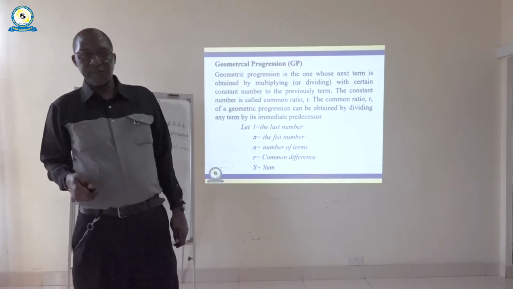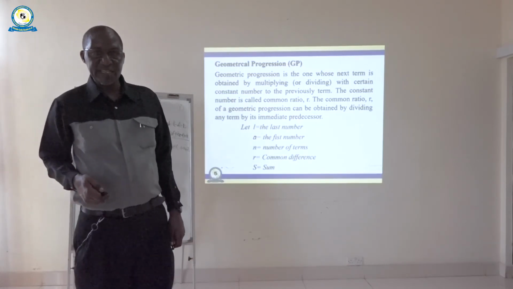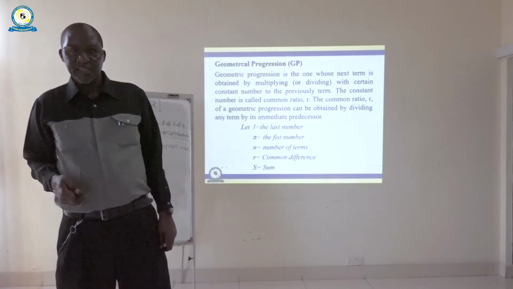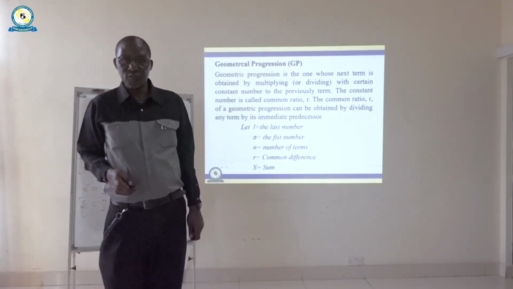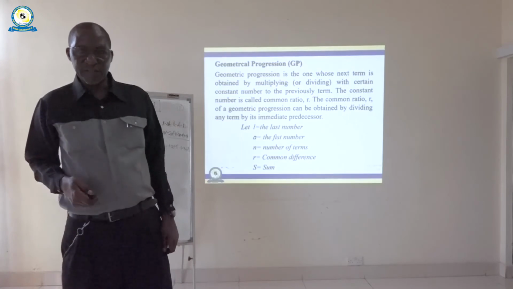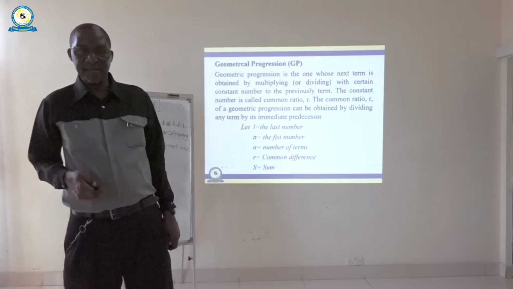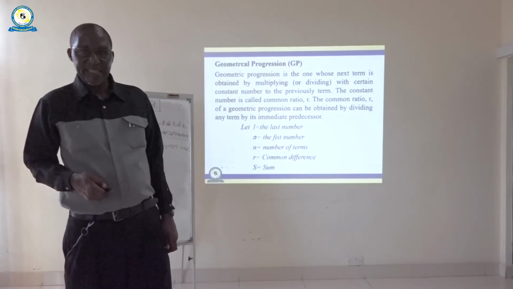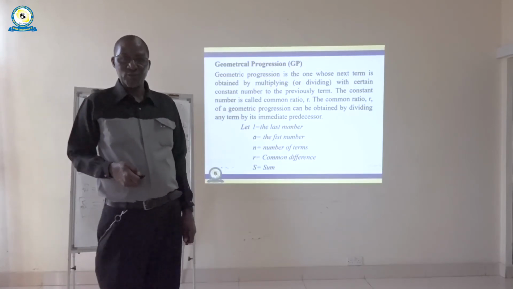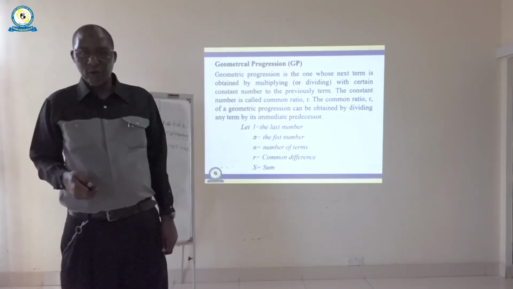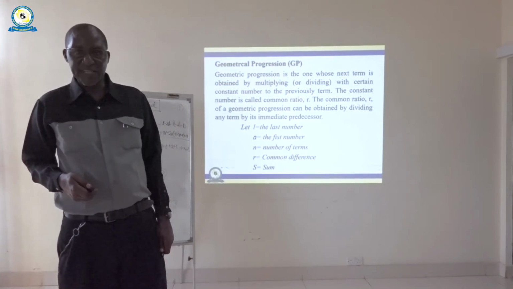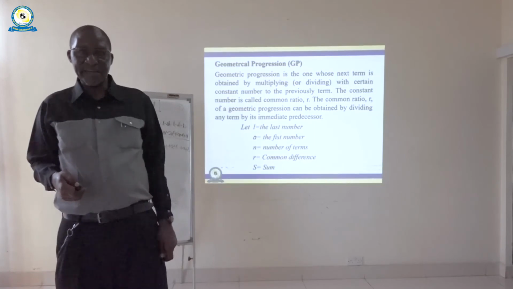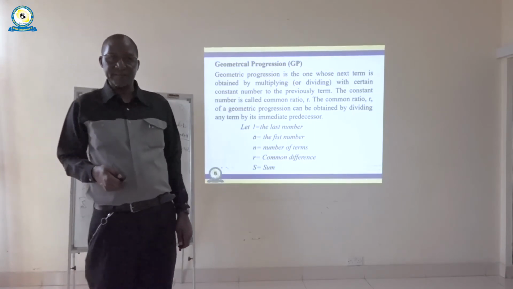We are going to have another topic of geometrical progression. Geometrical progression is the one whose next term is obtained by multiplying or dividing the previous term by a certain constant number. The constant number is called the common ratio, R. The common ratio R of a geometric progression can be obtained by dividing any term by its immediate predecessor.